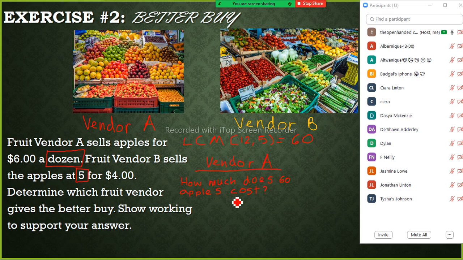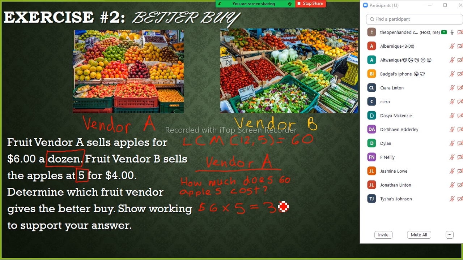And so we know that it's going to cost $6 times 5, because if we give $6, we get 12. If we get another $6, we get 24. Even another $6, we get 36. Another $6, we get 48. And the fifth $6 that we give her, we get 60. So 6 times 5, which is 30. So very good, Kiara, it's 30.